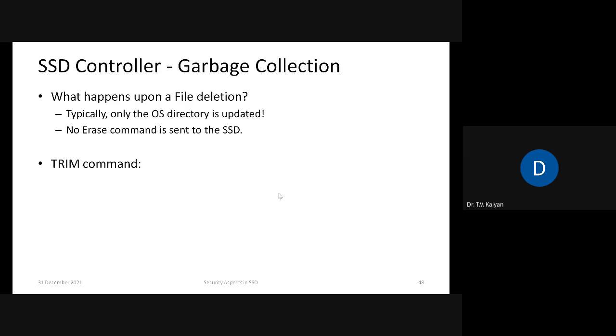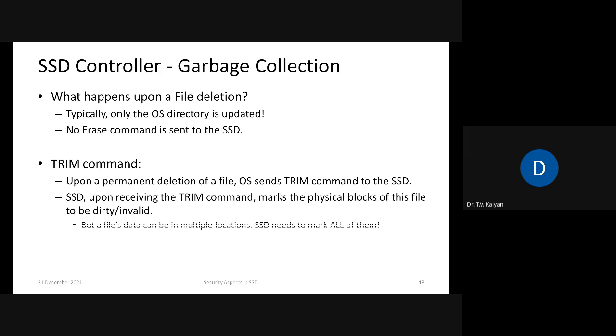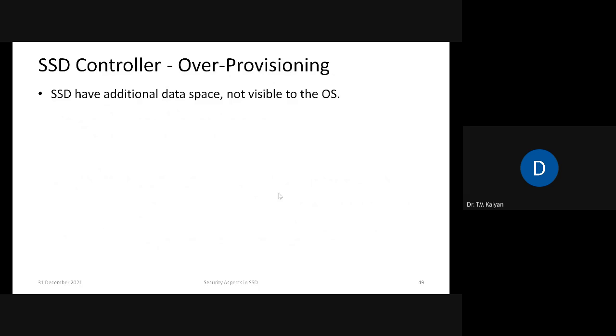So to support such operation, many of the SSDs will be equipped with the TRIM command. And what this TRIM command does is it will go and physically mark those pages as invalid. And once a sufficient number of invalid pages are accumulated in a block, the garbage collector would kick in and erase it. And before that, it would move all the valid data to a new block.